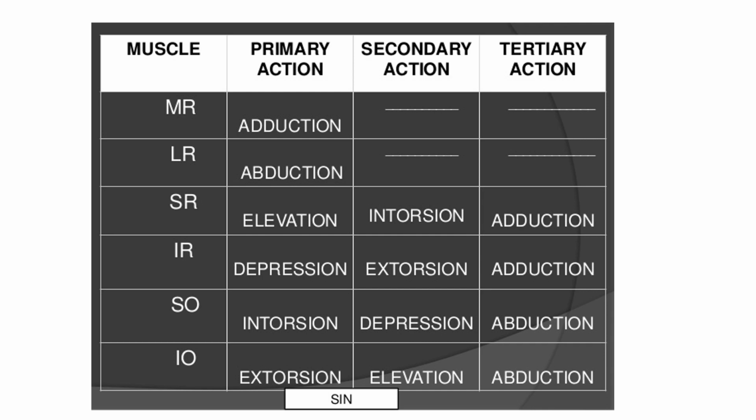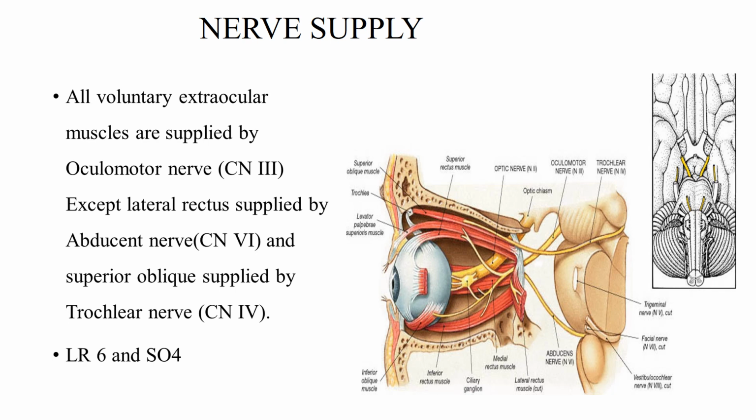Moving on to the next slide. So we have completed the actions. Now we are going to see the nerve supply of the extraocular muscles. All voluntary extraocular muscles are supplied by the oculomotor nerve, which is the 3rd cranial nerve, except the lateral rectus, which is supplied by the abducens nerve, the 6th cranial nerve, and the superior oblique, supplied by the trochlear nerve, the 4th cranial nerve. So we are giving a mnemonic as LR6 and SO4.